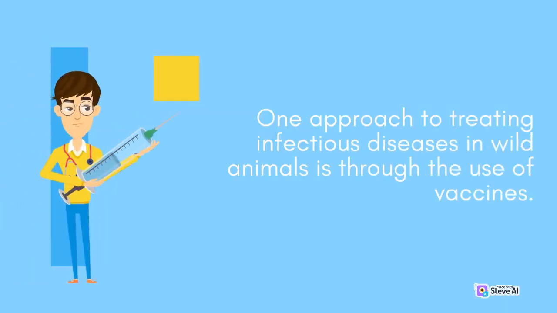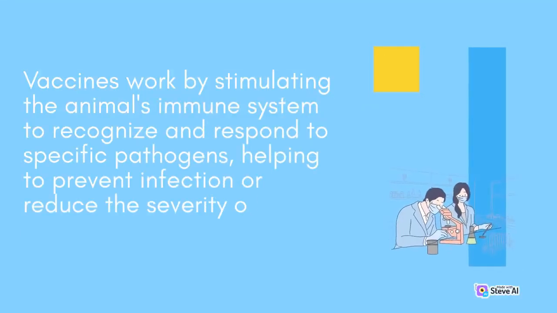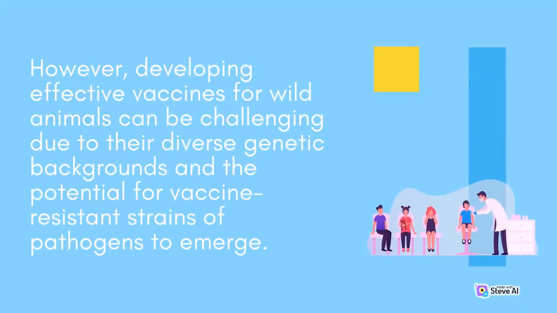One approach to treating infectious diseases in wild animals is through the use of vaccines. Vaccines work by stimulating the animal's immune system to recognize and respond to specific pathogens, helping to prevent infection or reduce the severity of disease. However, developing effective vaccines for wild animals can be challenging due to their diverse genetic backgrounds and the potential for vaccine-resistant strains of pathogens to emerge.